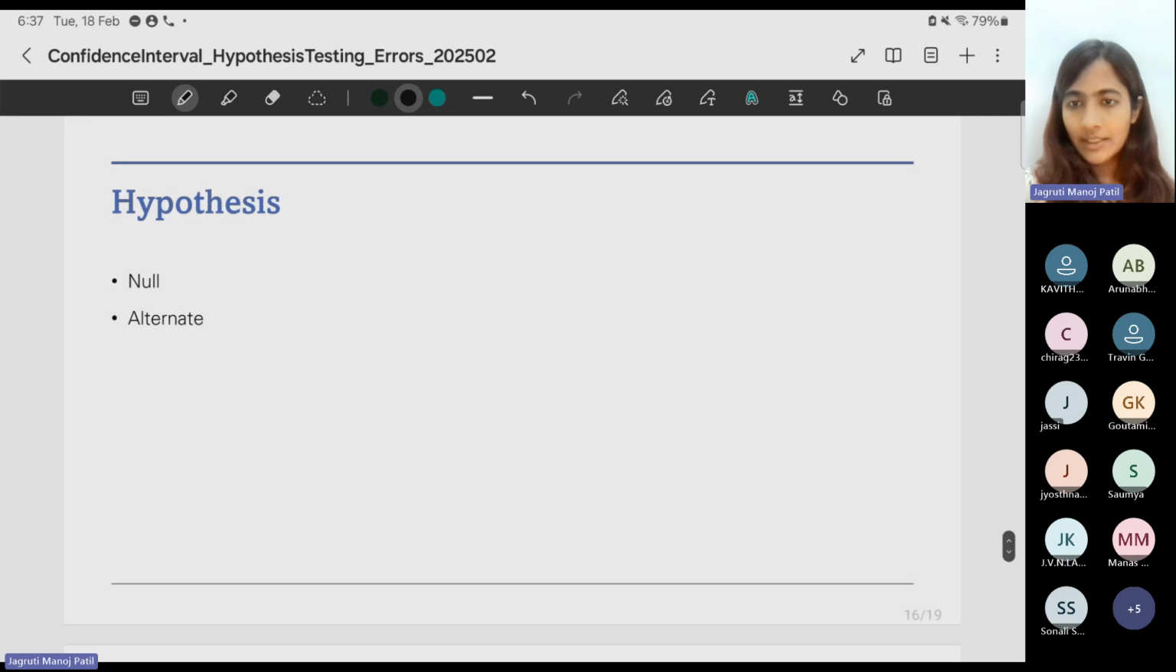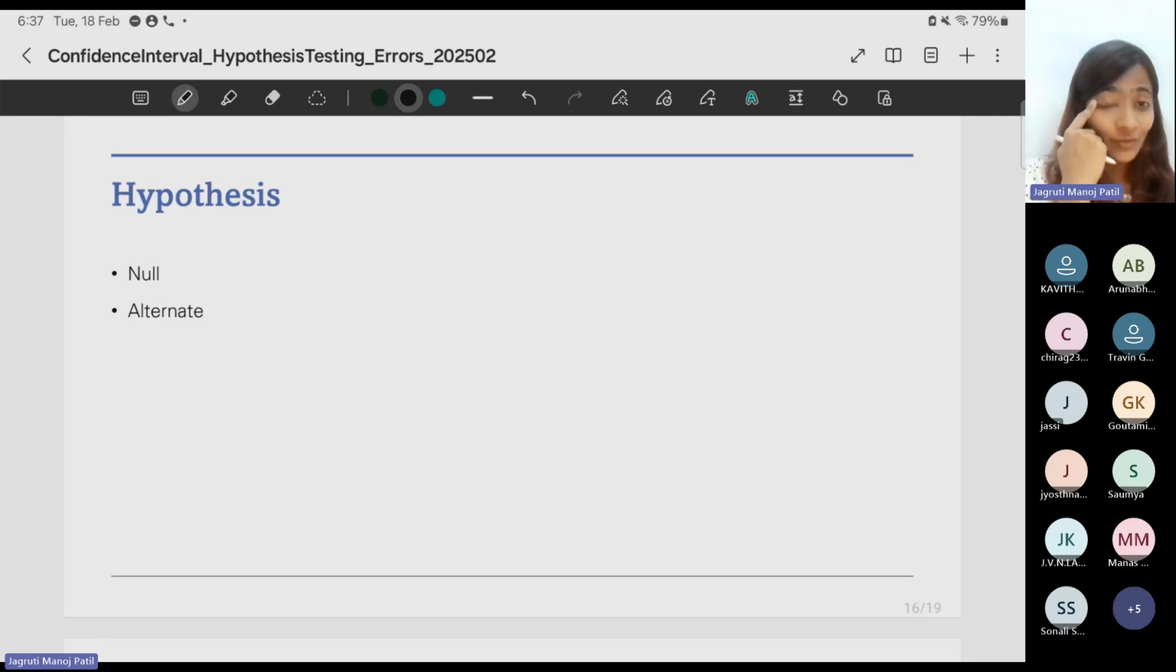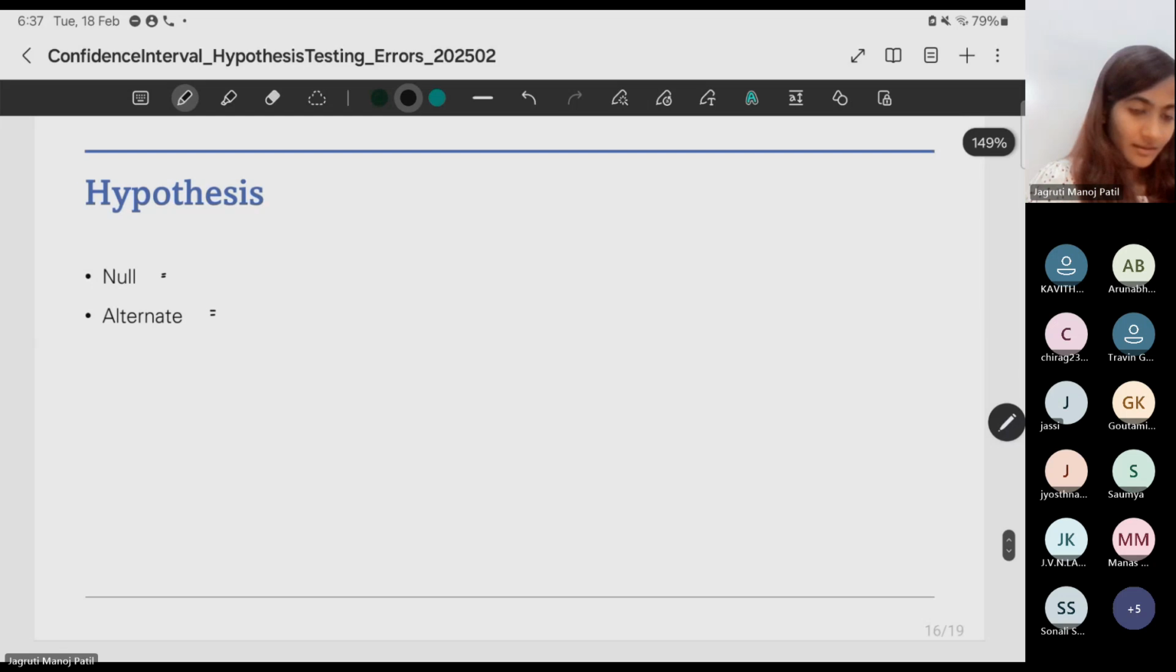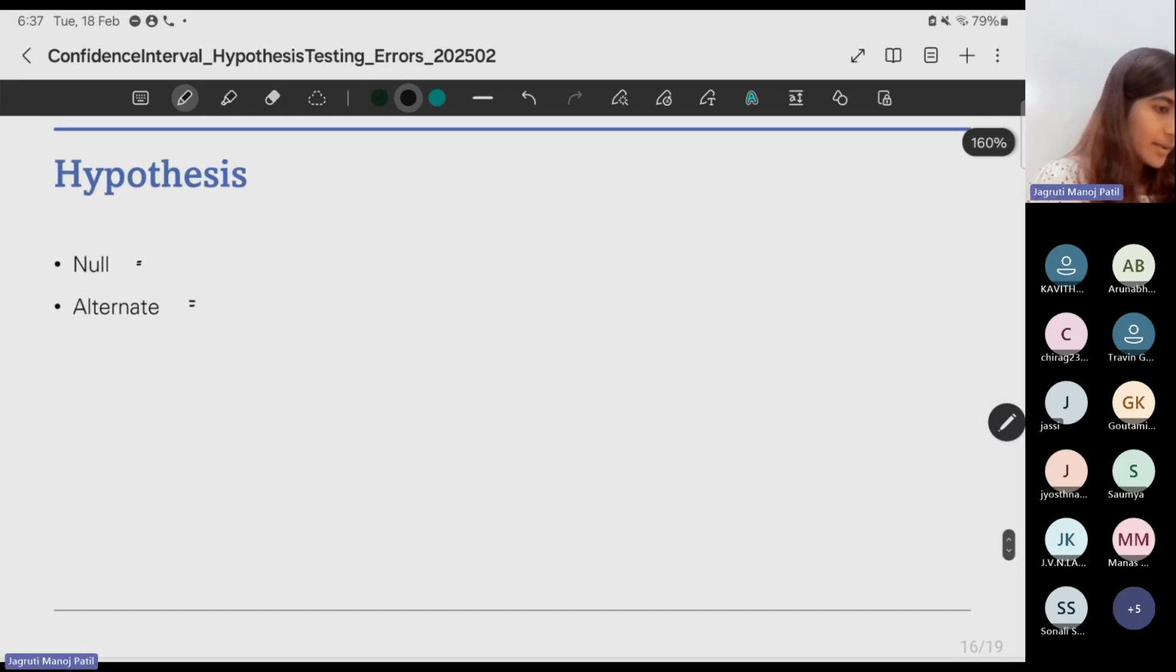If one can say by unmuting themselves, how do we represent the null and alternate hypothesis? How do we represent these? The null hypothesis is represented by H naught. The alternate hypothesis is represented by HA.